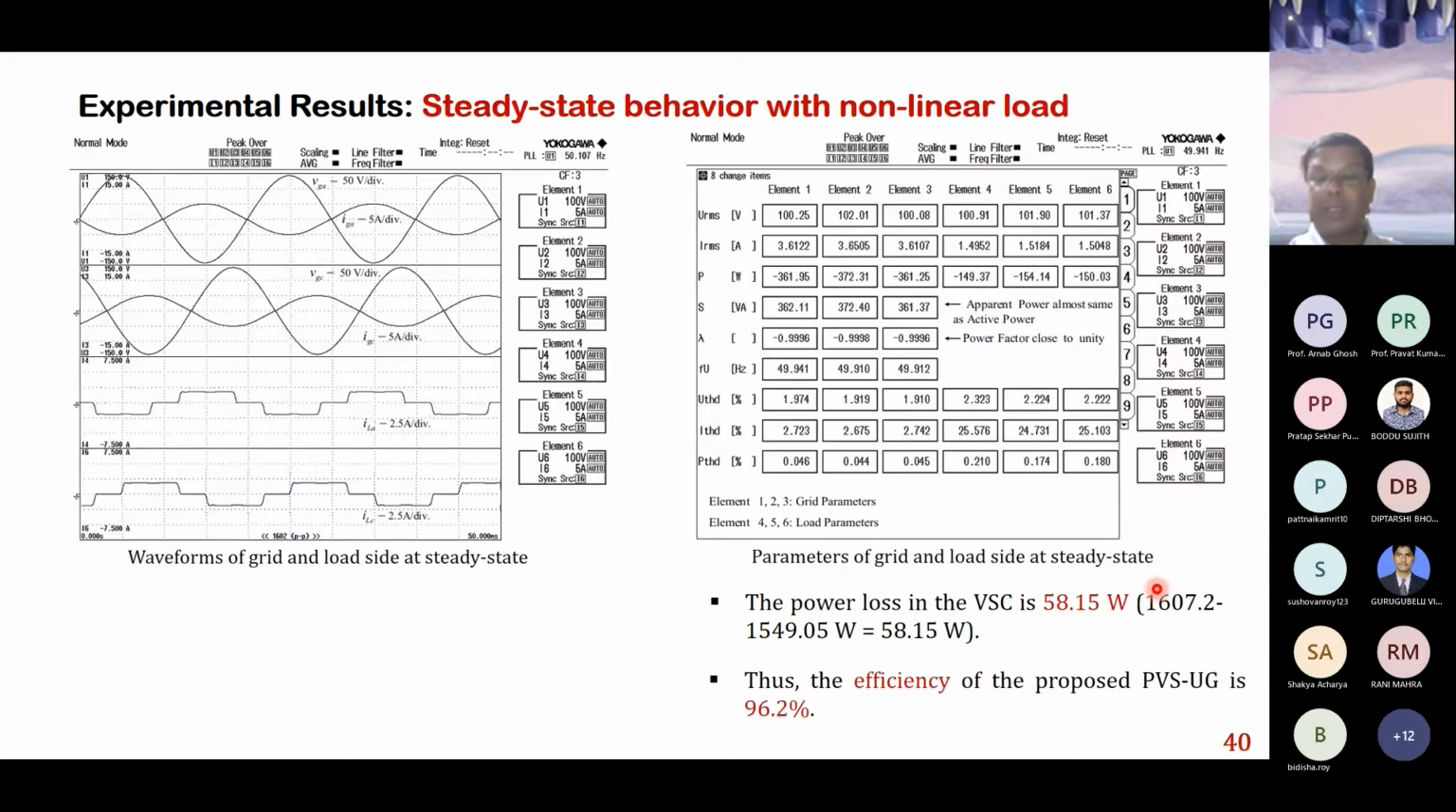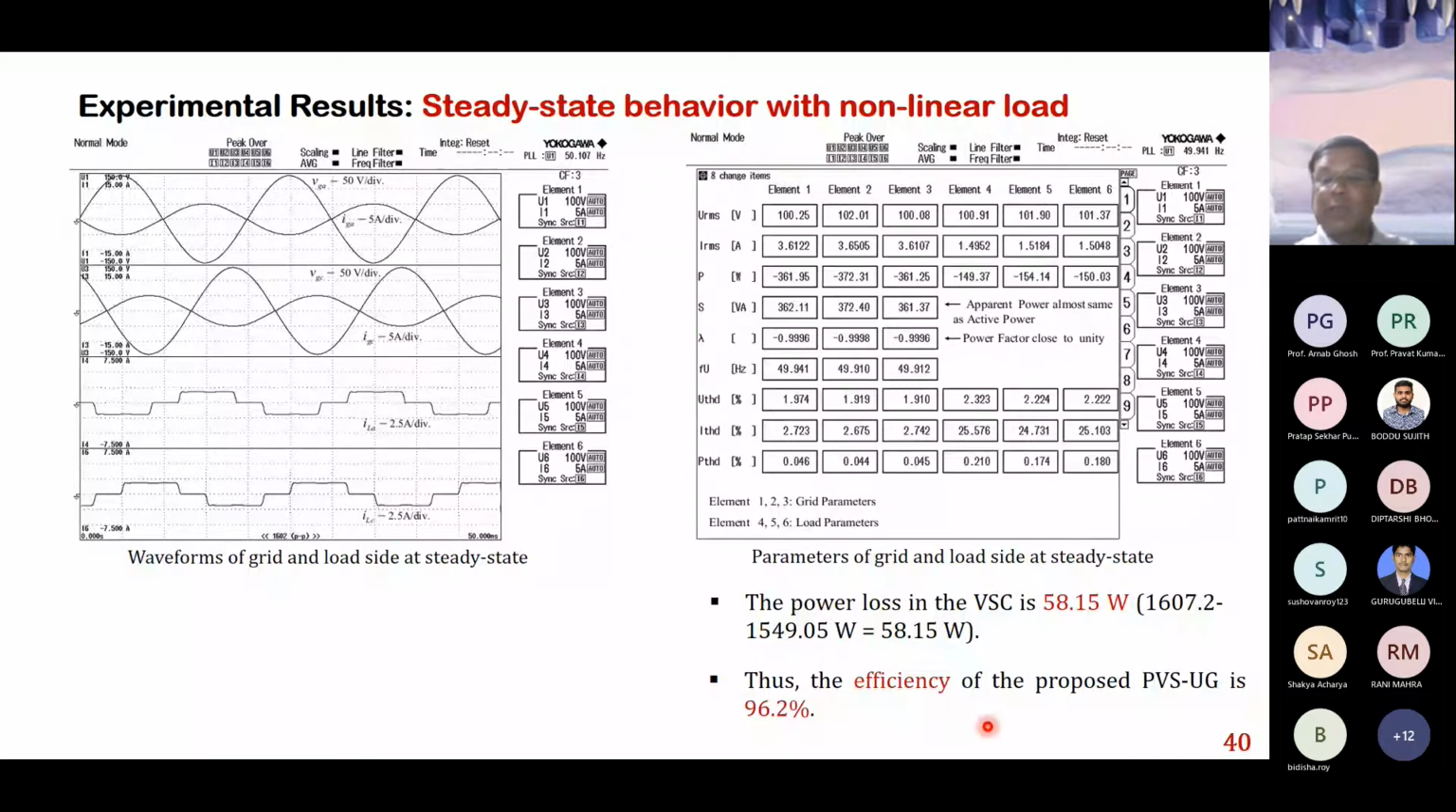Another irradiance we have also covered is 800 watt per meter square, and we could see the experimental result during the steady state with nonlinear load. These are the waveforms we obtained for the grid current, grid voltage and load current. So these are the steady state values. And these are the parameters of the grid and load side at steady state, where we can see the power loss in the inverter is 58.15 watt, with the extracted power of 1670.7 watt, and this is the power that is delivered to the grid. So the remaining is the loss that is happening in the inverter.